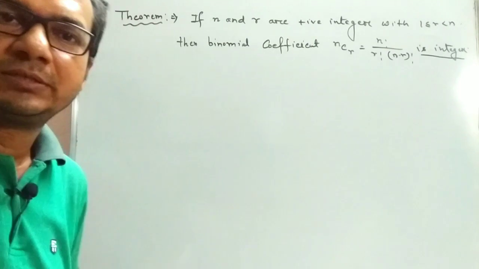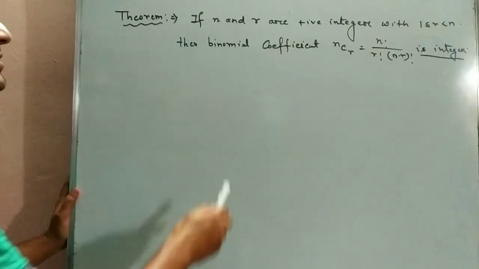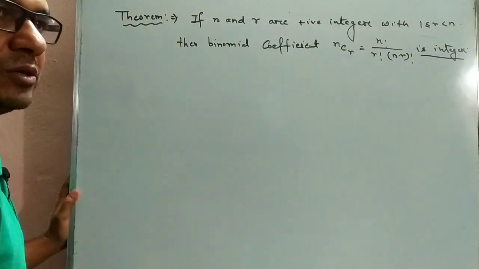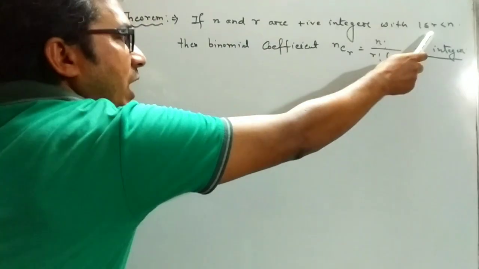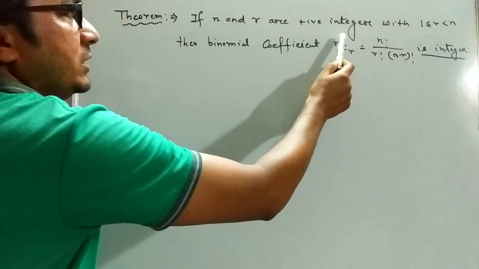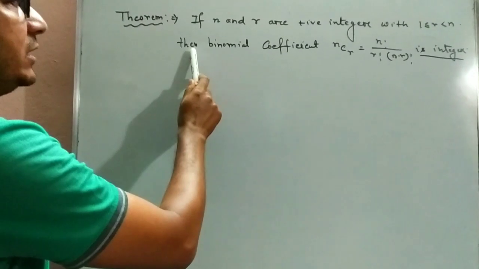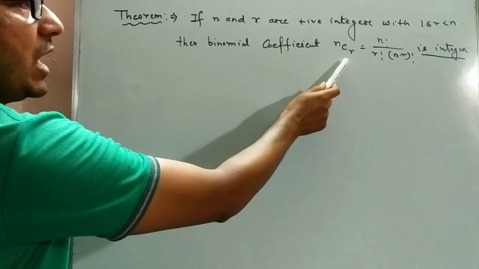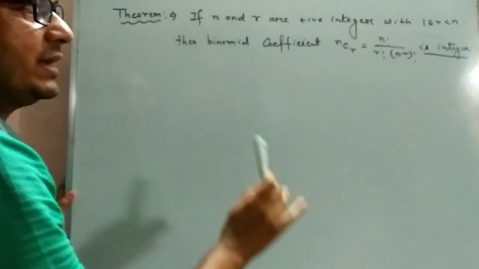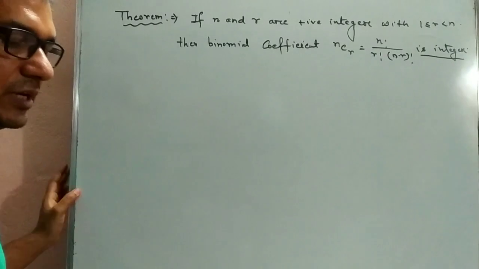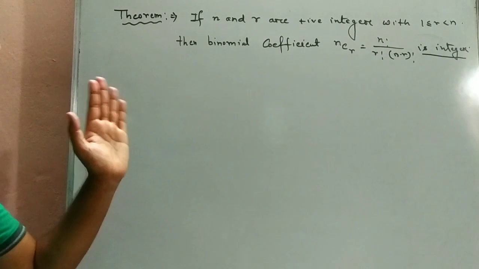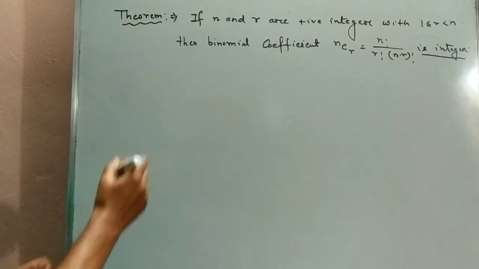So we get a theorem: if n and r are positive integers with 1 less than or equal to r less than n, this must hold because nCr exists, then the binomial coefficient nCr equal to n factorial by r factorial into n minus r factorial is an integer. Right? Now we prove this theorem. Go to the proof.